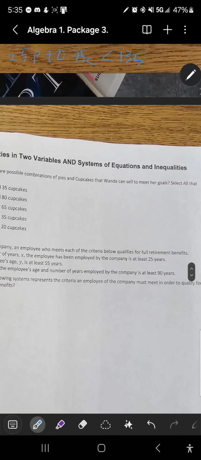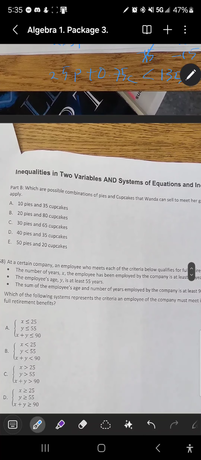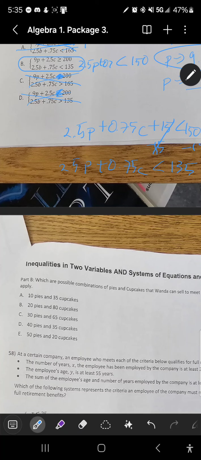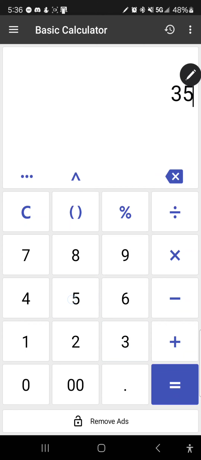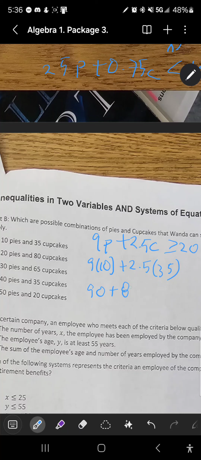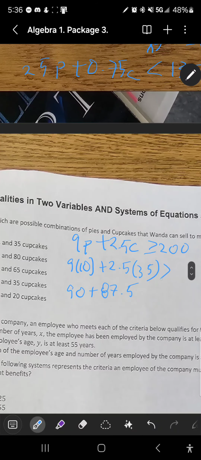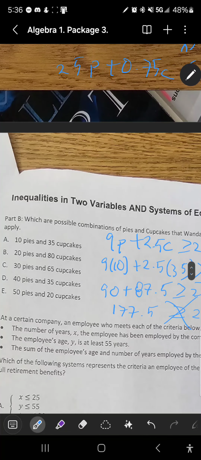Which are possible combinations of pies and cupcakes that they can sell to meet their goals? Select all that apply. So this one is easy. We just need to plug in the equations. So first, let's calculate all of them for the first equation: 9p plus 2.5c greater than or equal to 200. Now I say p is 10, so 9 times 10 plus 2.5 times 35. So this will be 90 plus 35 times 2.5, which is 87.5. And we wanted greater than or equal to 200. And this total is around 177.5, which is not. So this is not one of my answers.